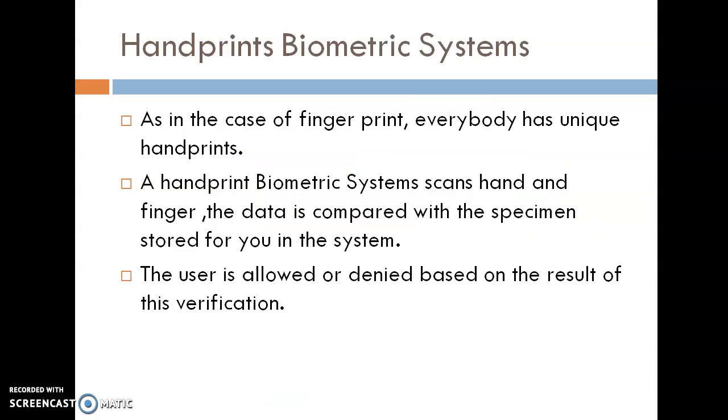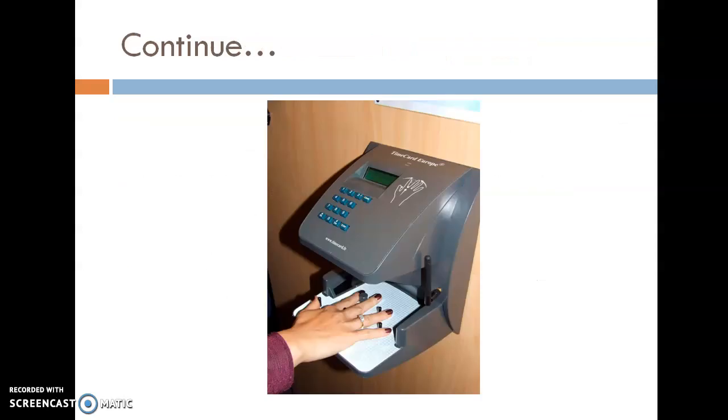Handprint biometric system. As in the case of fingerprints, everybody has unique handprints. A handprint biometric system scans the hand and the fingers, and the data is compared with the specimen stored in the system. The user is allowed or denied based on the result of this verification.